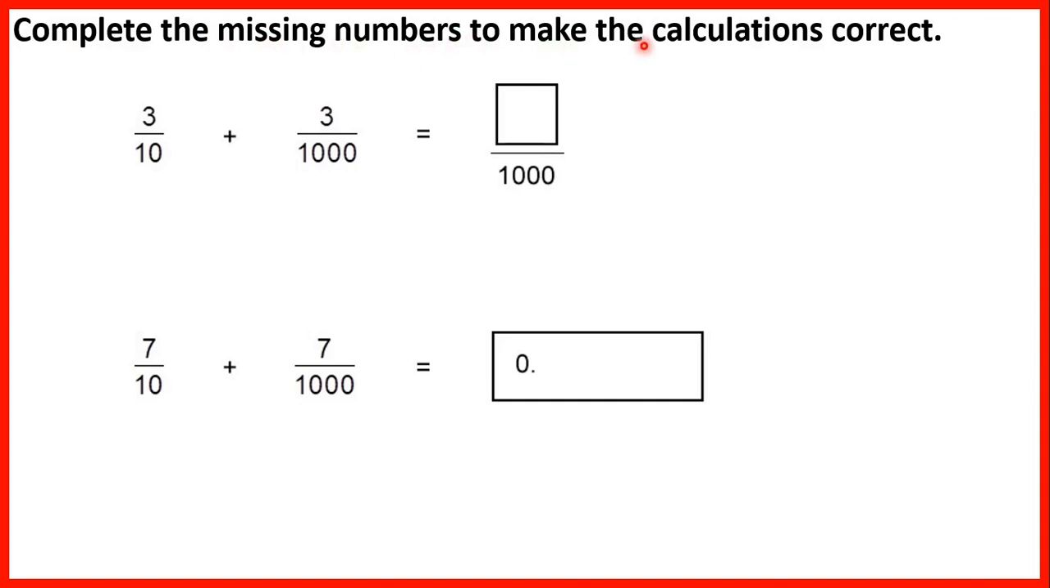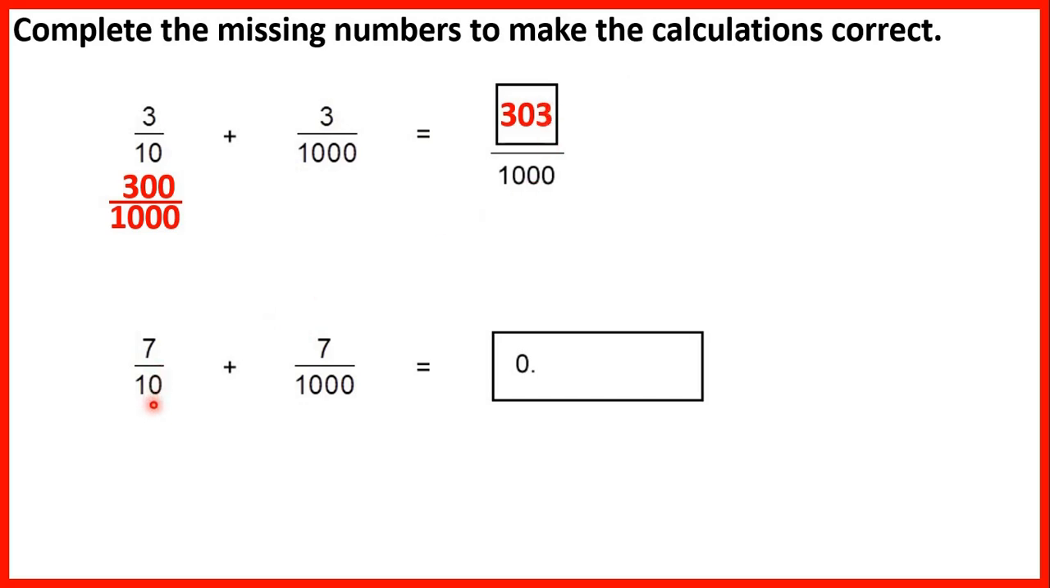Complete the missing numbers to make the calculations correct. So we have 3/10 plus 3/1000, and our answer has a denominator of 1000. Now when we're adding fractions, we need the denominators to be the same. So we need to find an equivalent fraction to 3/10, which has a denominator of 1000. 10 times 100 is 1000, and 3 times 100 is 300. So now 300 thousandths plus 3 thousandths makes 303 thousandths.